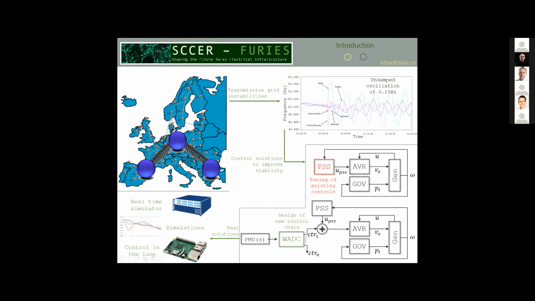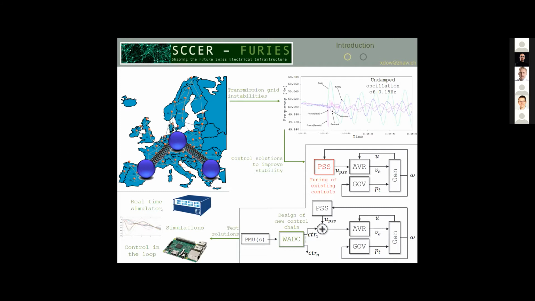To control this oscillation, many solutions have already been proposed, from the tuning of existing controls, usually power system stabilizers, to the design of a new control chain, with a wide area damping controller, with the measurement of a complete area and the control of a complete area. One problem is that since we are talking about transmission grids, this control can be tested only in simulation, potentially with the controller in the loop in a real-time simulator, but unfortunately it seems difficult to test control solutions in a real experiment.